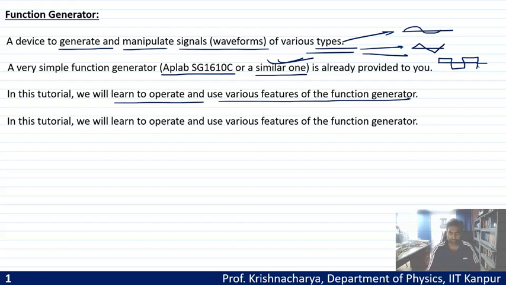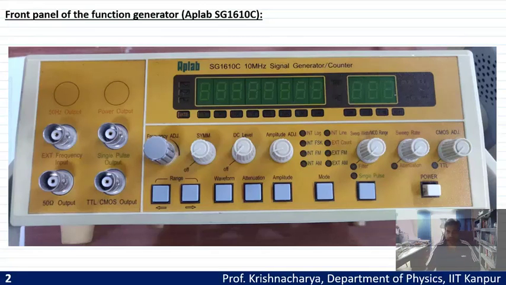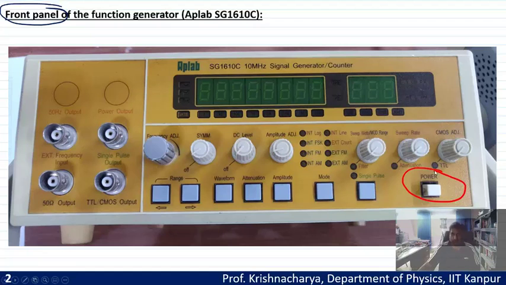This is how the front panel of the function generator looks, this AppLab SG1610C. The first button which will be useful to you is this power button. Before you switch on the power button, make sure that all these knobs are in their correct position. This power button is to switch on this machine.